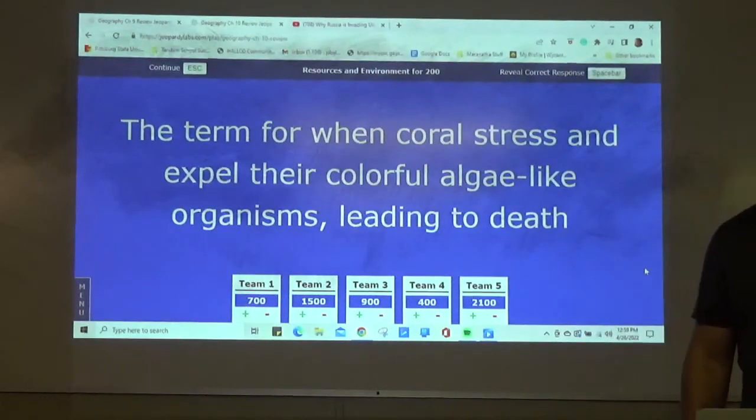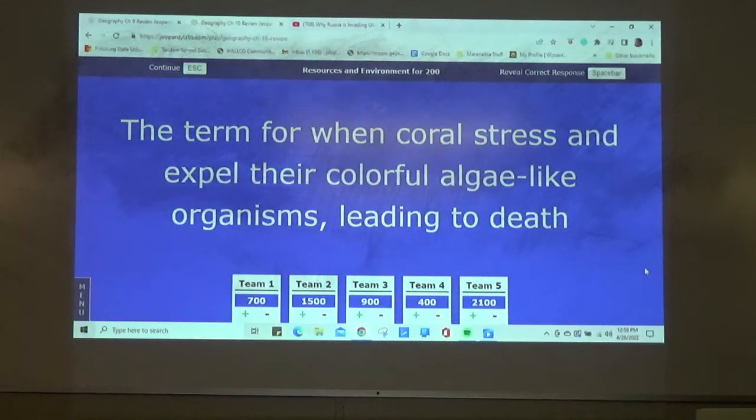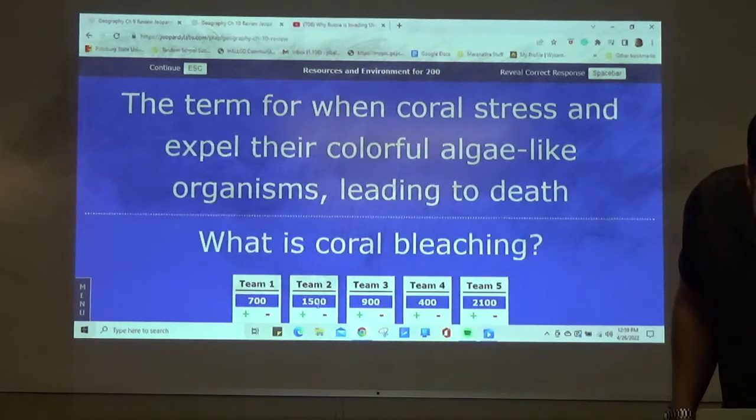The term for when coral stress and expel their colorful algae-like organisms leading to death. Ooh, that one's gonna go. Oh, team 1 or team 2. Coral bleaching. Okay.